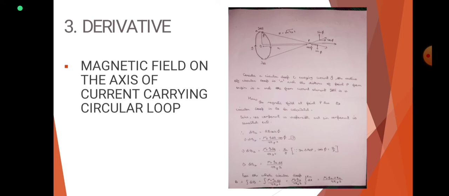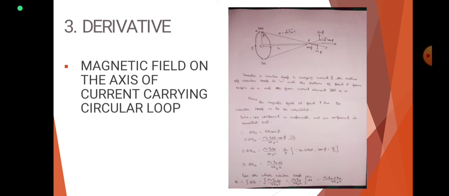Now we all get a common question: which component will be responsible for the magnetic field at point P due to the circular loop? Looking carefully at this figure, we can see that the sine components get cancelled while the cos components are in the same direction. So the cos component will be responsible for the magnetic field at point P due to the circular loop. So we are now about to calculate the magnetic field at point P.